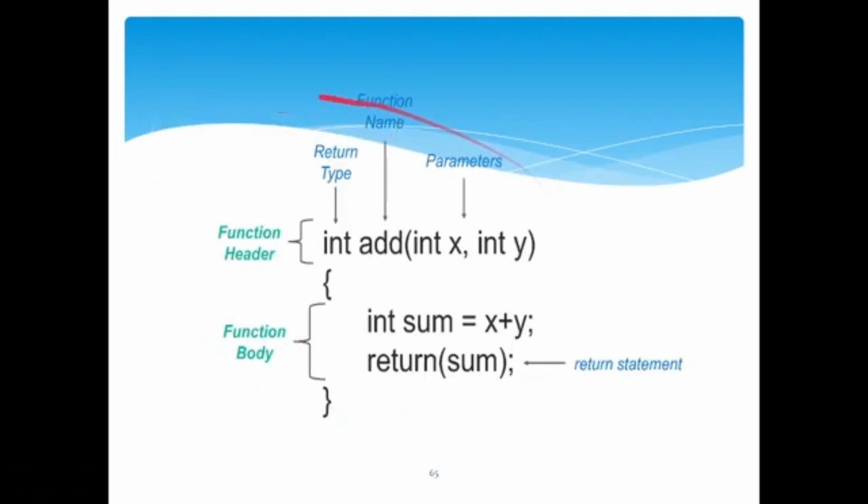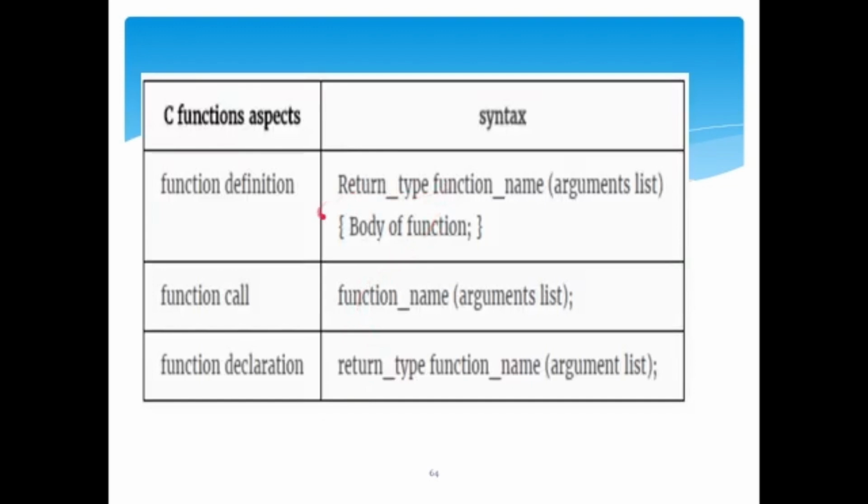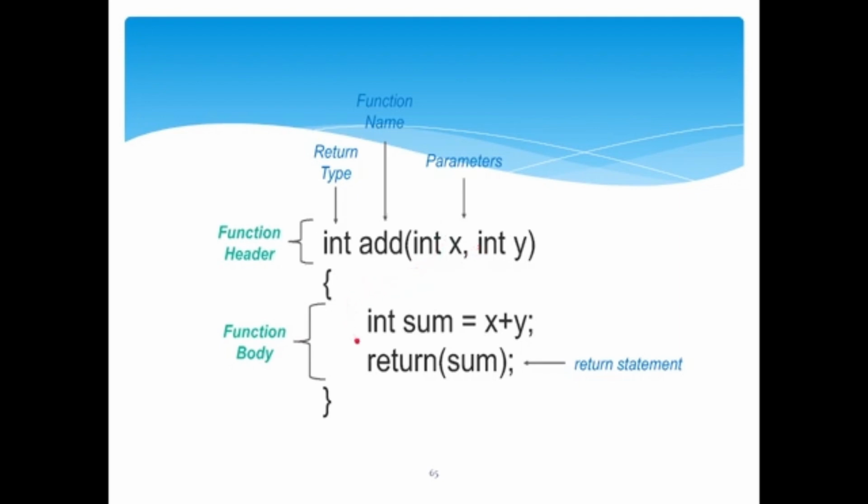You can check an example program here. This is int add, arguments are int x and int y. The function name is add, and int is the return type, with the parameters or arguments inside it. This is called the function definition because you have the return type and braces. You can check here. So the definition is: int sum equal to whatever the arguments you have given, add them and return that sum.